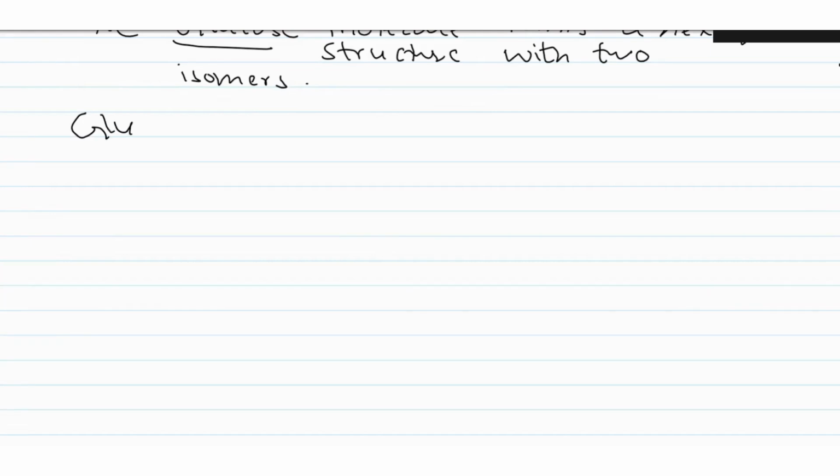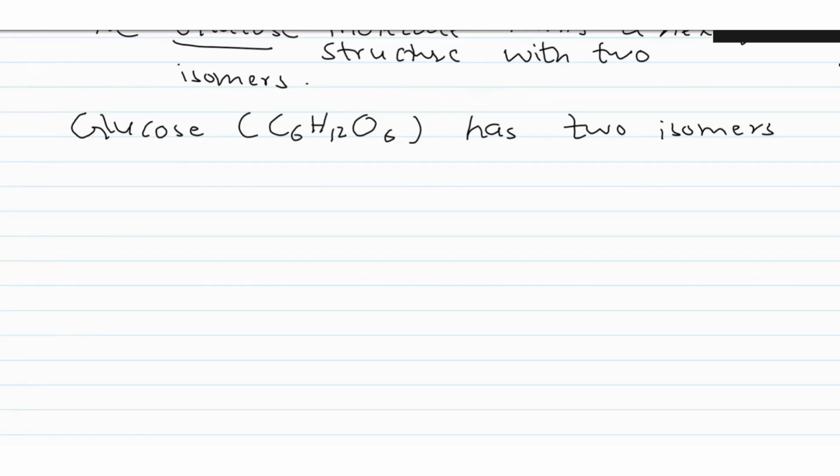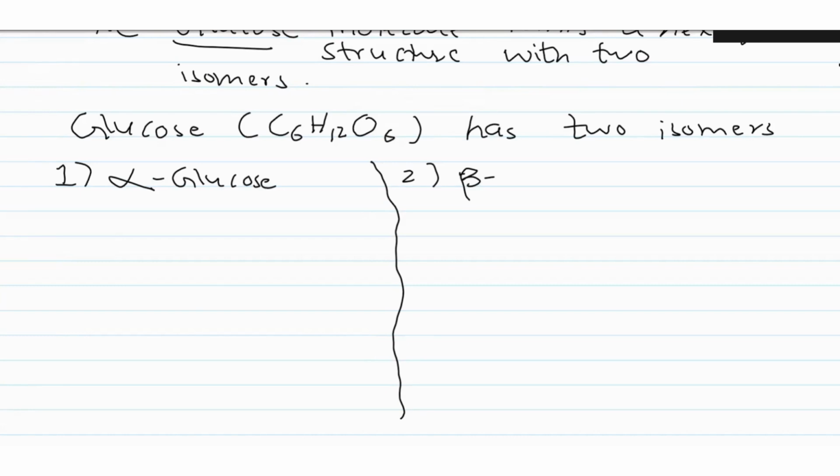Glucose molecule, glucose, that is C6H12O6, has two isomers. One is alpha glucose, the other one is beta glucose. They have the same molecular formula, the same number of atoms, but they have different structures.